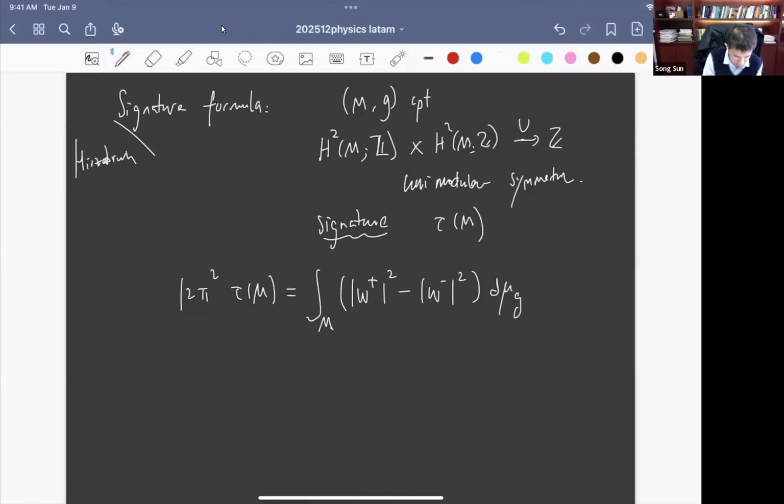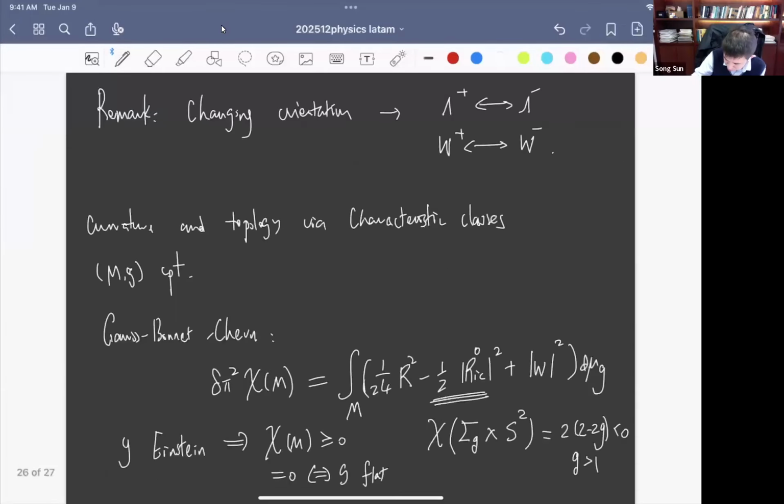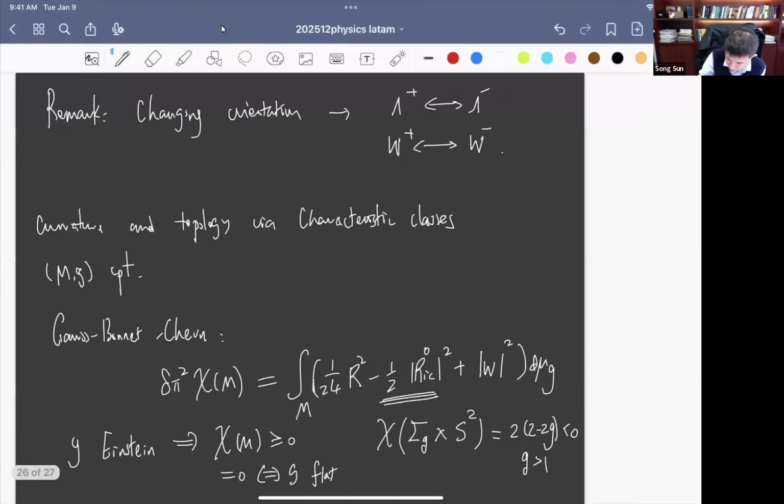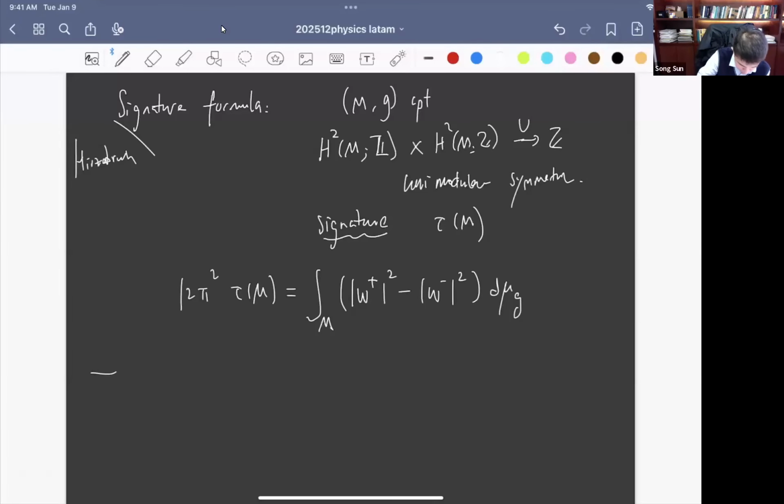So one can combine these two together, the Gauss-Bonnet term and the signature formula together, because they both have Weyl curvature. So this W plus squared plus W minus squared, right? So you can combine them. What you get is called a Hitchin-Thorpe inequality. This is better than the Gauss-Bonnet term.